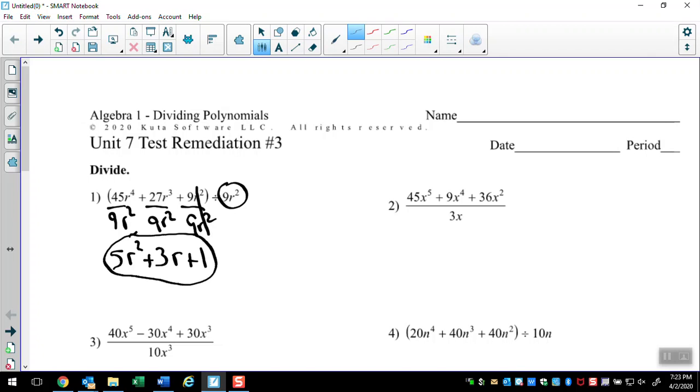Okay. Let's do another one. So here's a problem where we already have it written as a fraction.